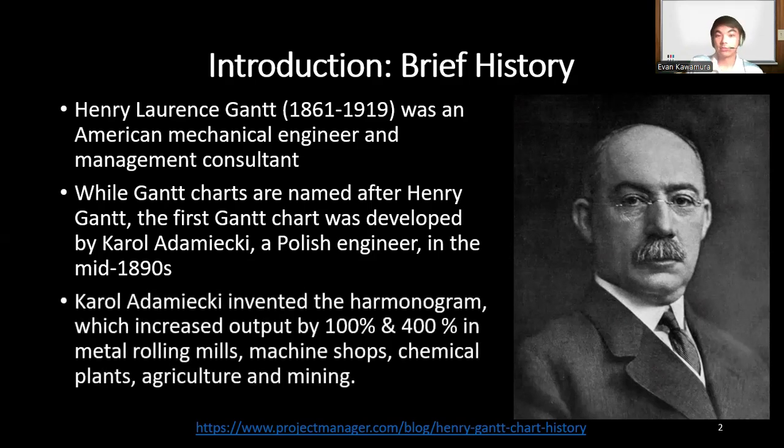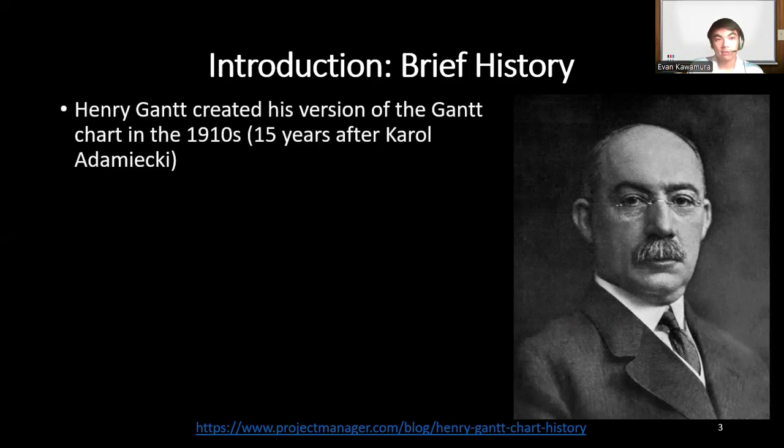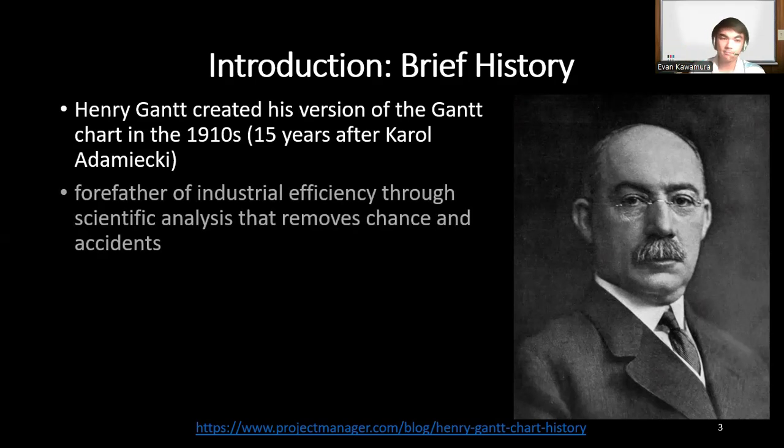He invented what's called a harmonogram. This was able to increase output by 100% or even 400% for different things in a factory, such as metal rolling mills, machine shops, chemical plants, agriculture, and mining. Eventually Henry Gantt created his version of the Gantt chart in the 1910s, about 15 years after Karol did it. Henry Gantt is considered the forefather of industrial efficiency through scientific analysis because he removed chance and accidents, and was very strategic and methodical about how he planned everything out.